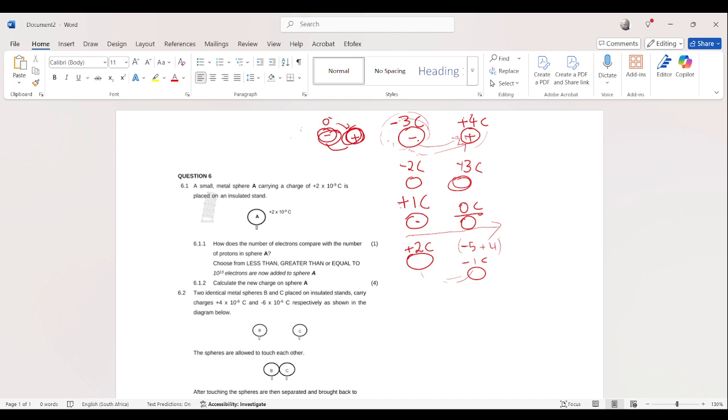Now, but positive charges, they don't flow. You can't transfer positive charges. How about we transfer 2 negative charges? Okay, 2 negative charges. You'll be left with negative 1 coulomb. Then the other one will be plus 2, because it's 4 minus 2.